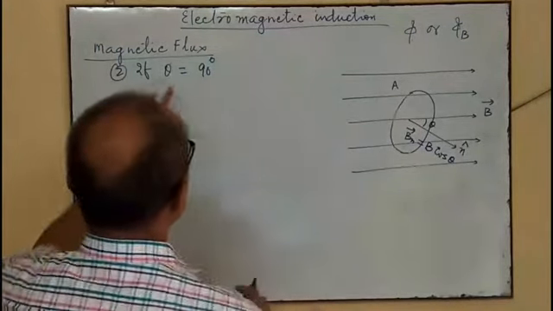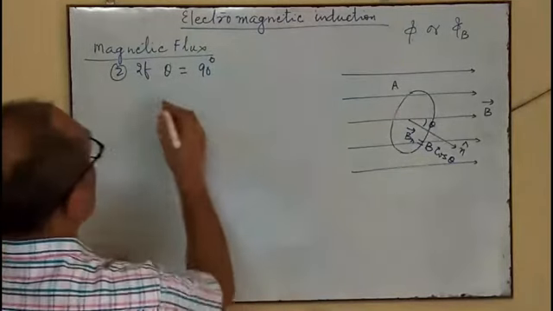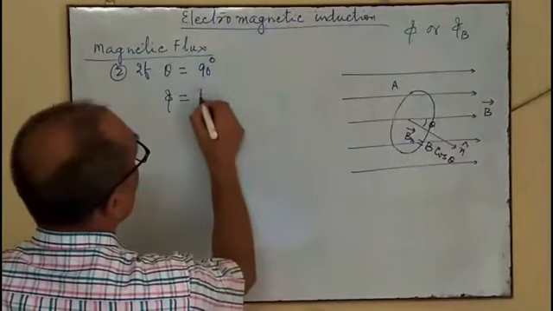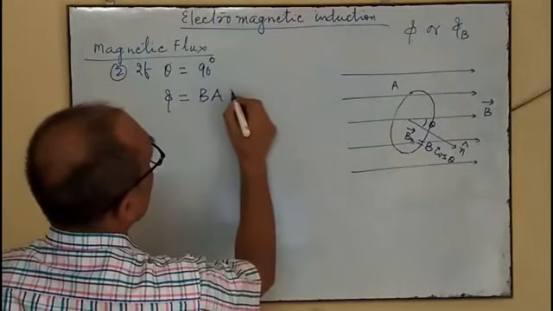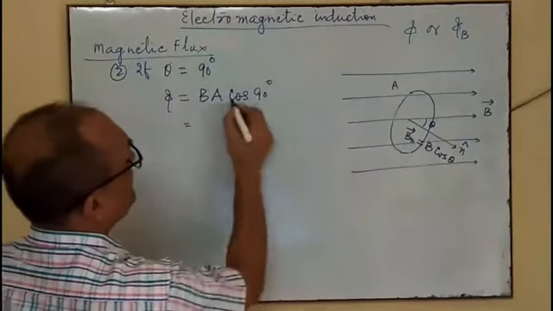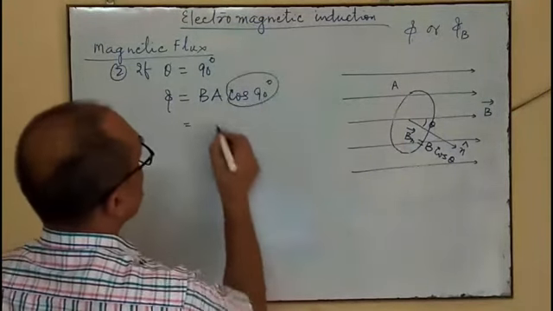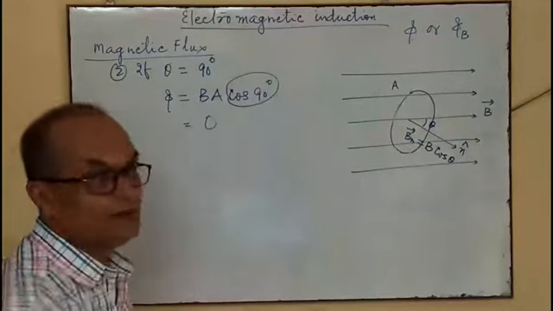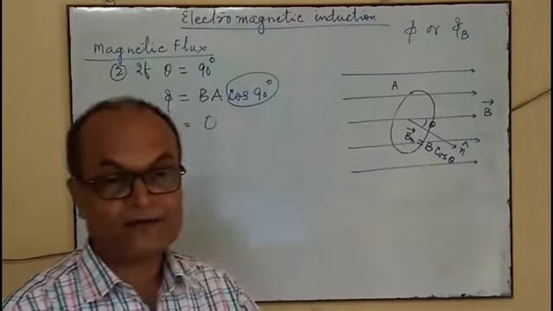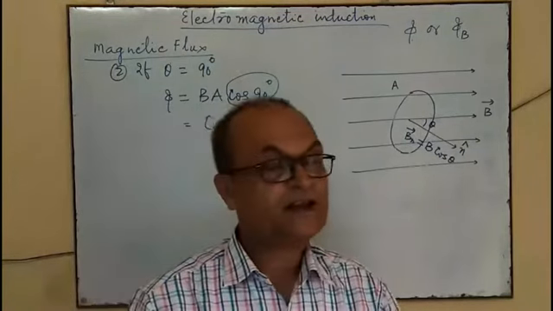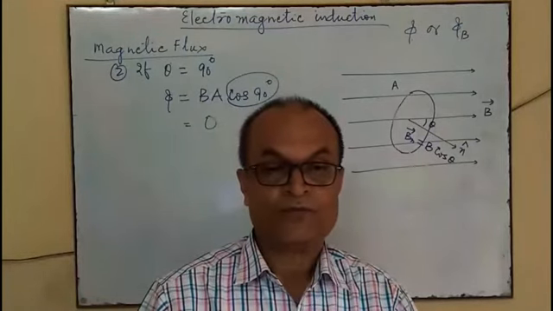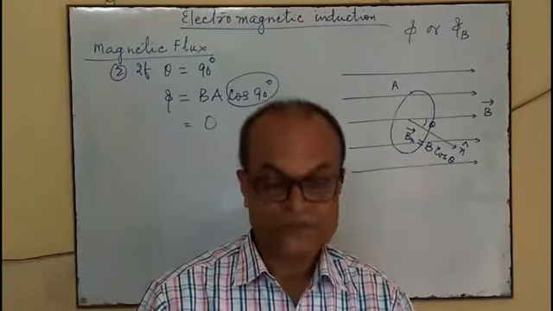So here we will see theta equals 90 degree. Then phi equals BA cos 90 degree, and we know very well cos 90 degree equals 0, so its value will be 0. So when the magnetic field is acting along the plane of the surface, the value of the flux will be 0.